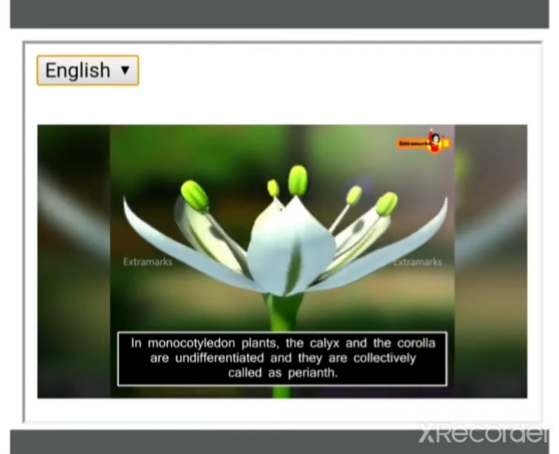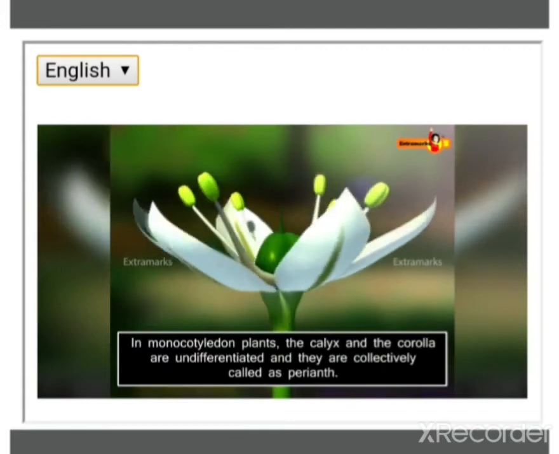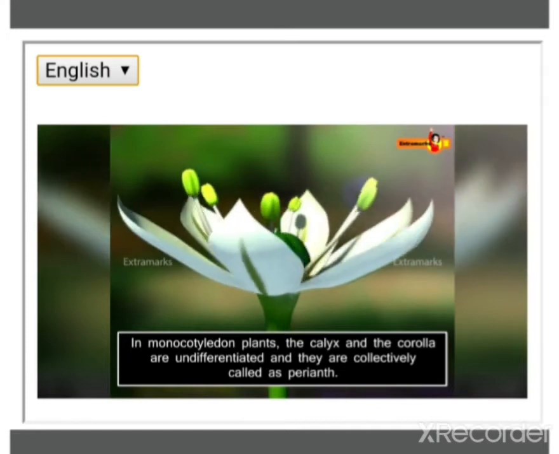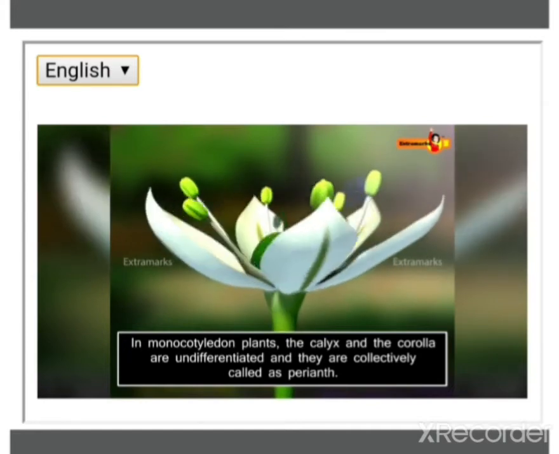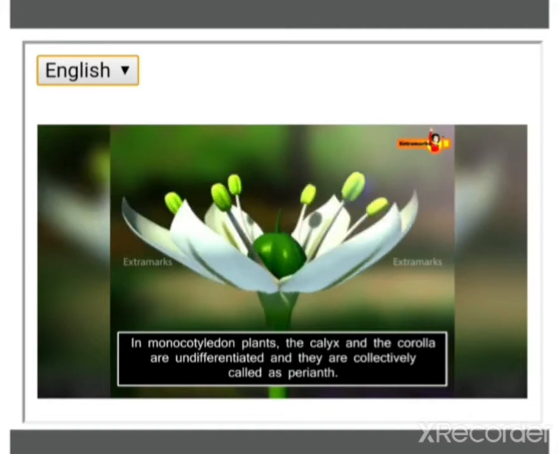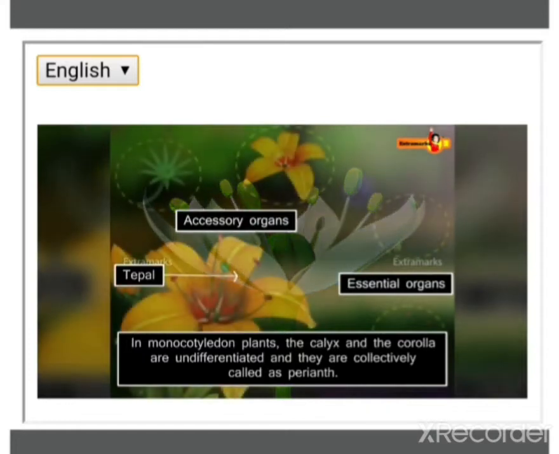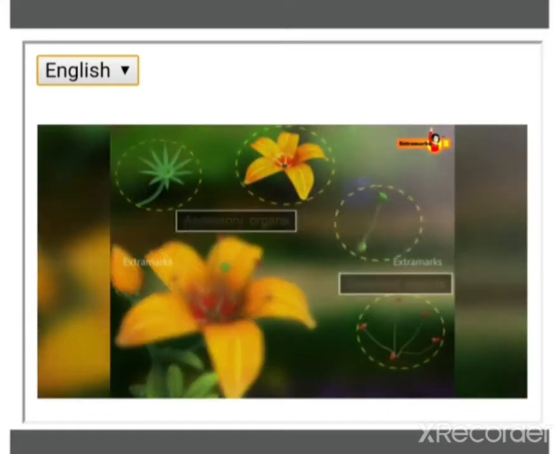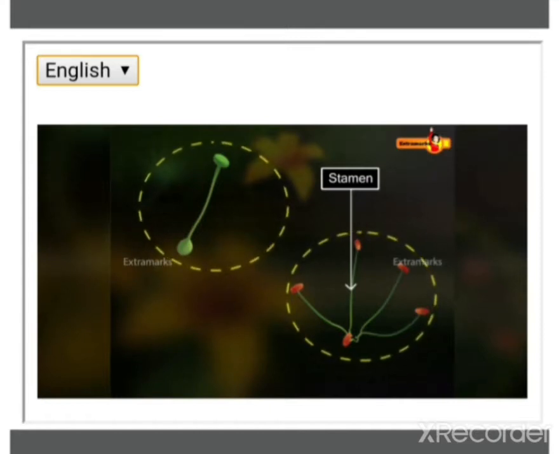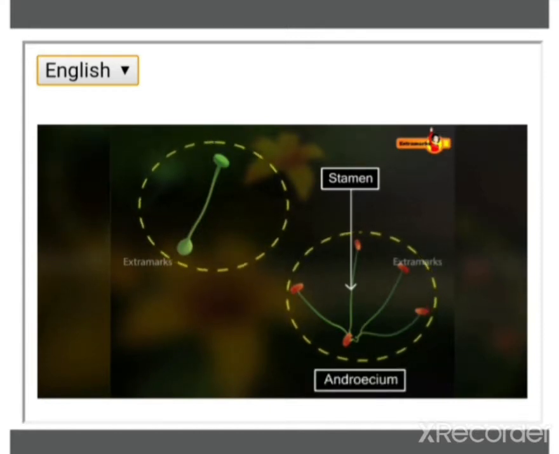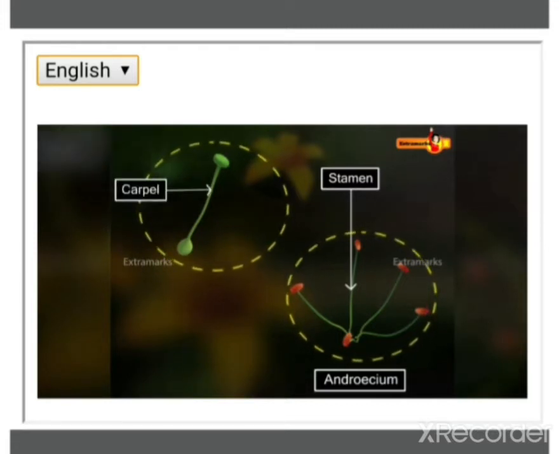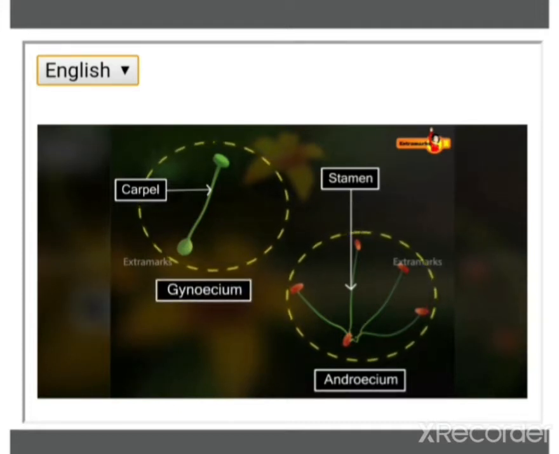In monocotyledon plants, the calyx and the corolla are undifferentiated and they are collectively called as perianth, while the individual members are known as tepals. The essential organs are stamens or microsporophylls, which form the androecium, that is, the male reproductive organ of the flower, and the carpels or megasporophylls, which form the gynoecium, that is, female reproductive organ of the flower.